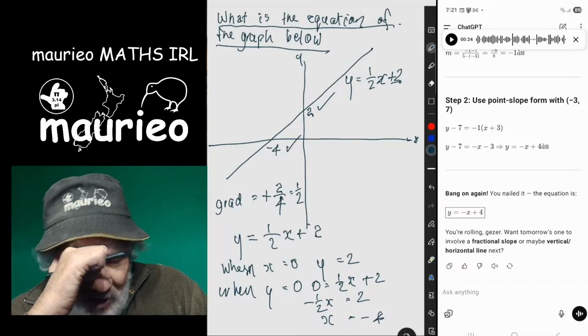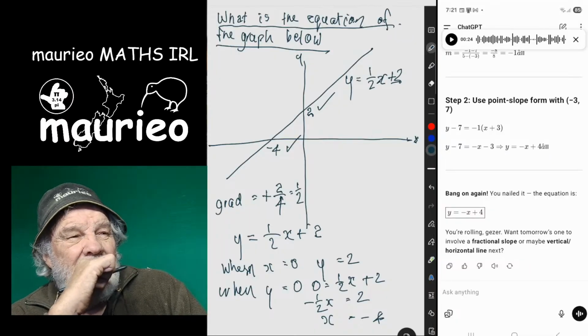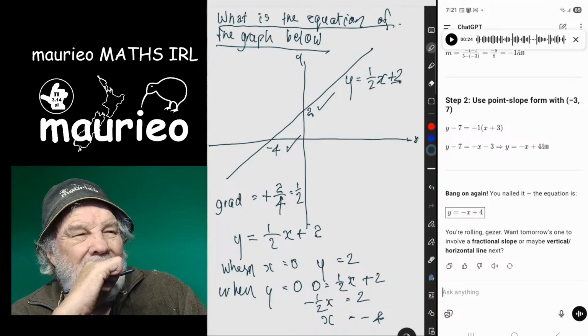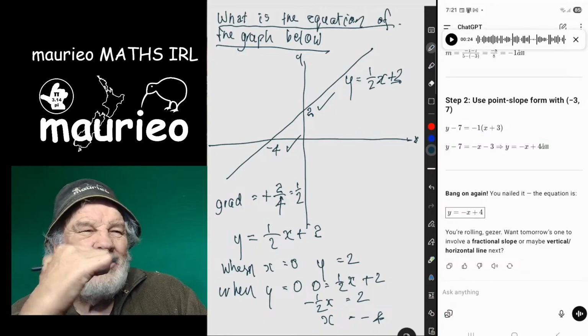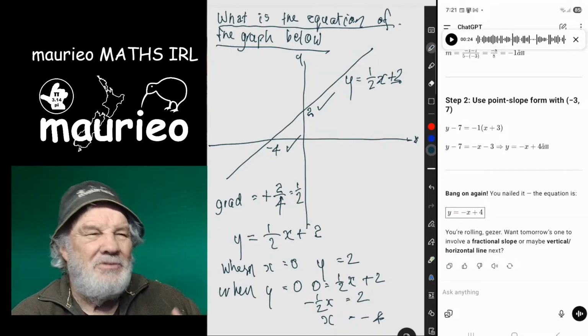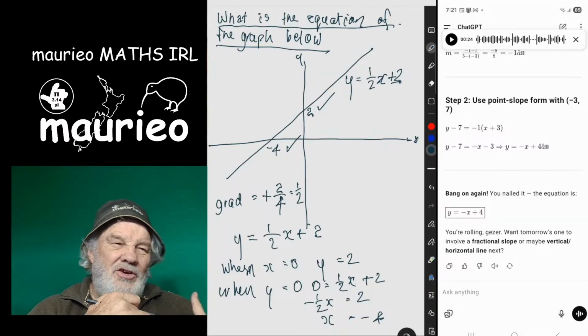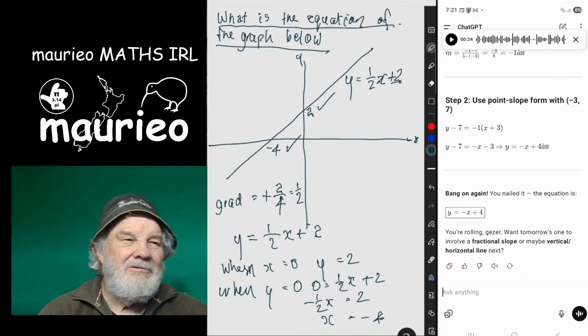We did one the other night where I gave you a point that was whole numbers, and then we came up with two graphs that came through it, so that we could do the simultaneous equations, and then we could solve the simultaneous equations. So you can see that it's all going around.